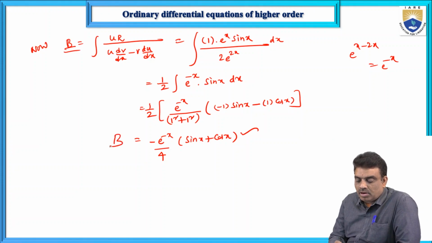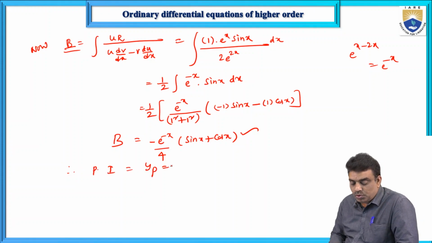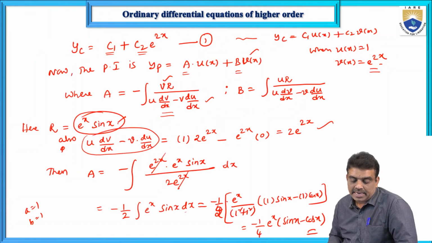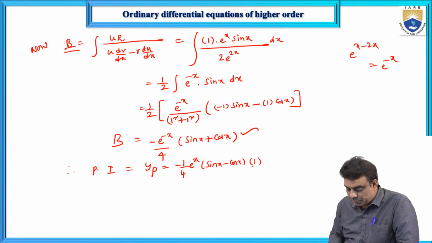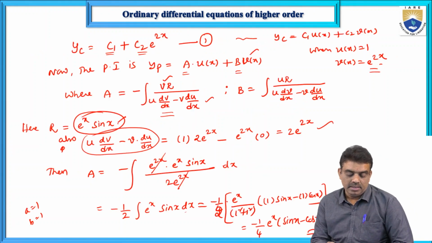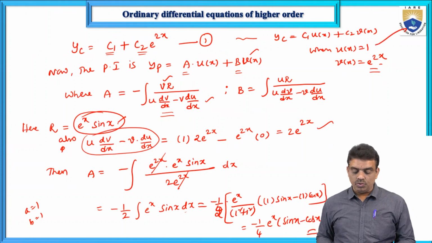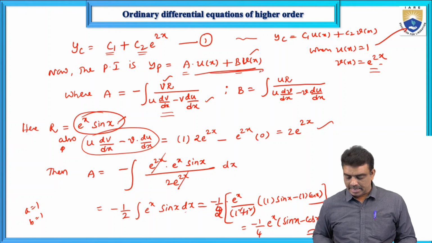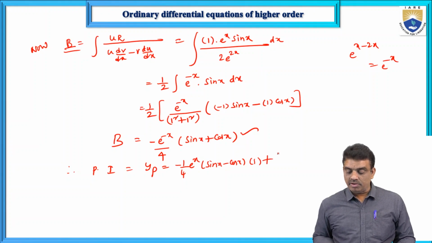So A is obtained already, B is also obtained, therefore the particular integral yp is equal to A into u of x. What is A into u of x? A is minus 1 by 4 e power x (sin x minus cos x), into u of x, which we have already used, the value is equal to 1. That is A into u of x in the particular integral, plus B into v of x. What is the value of B?